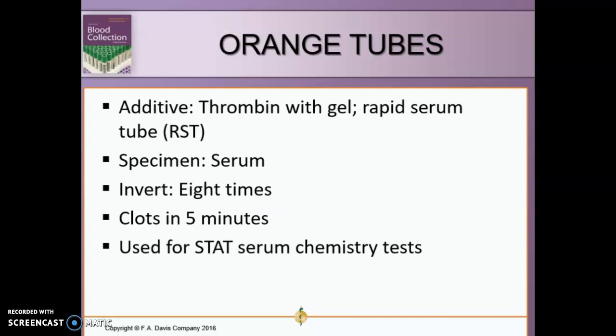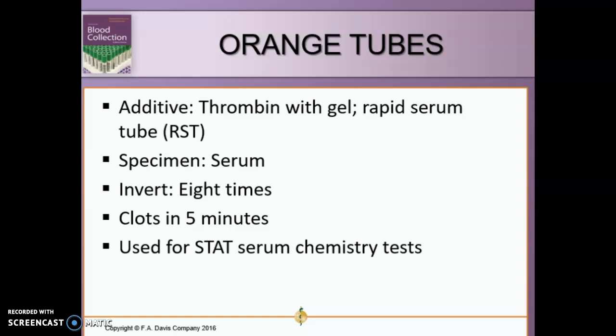We're going to talk about the orange tubes. The orange tube has an additive of thrombin with gel, RST. That RST stands for rapid serum tubes. This is a serum sample, inverted 8 times. It will clot within 5 minutes, centrifuge 10 minutes at high speed. So we need to make sure that we put it in the centrifuge, and we need to centrifuge it for 10 minutes at a very high speed.